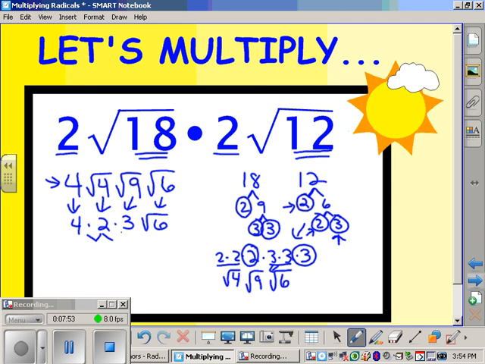Then we can multiply our 3 outside numbers. So 4 times 2 is 8, and 8 times 3 is 24. And then we'll drop down radical 6. So the final answer is 24 radical 6.